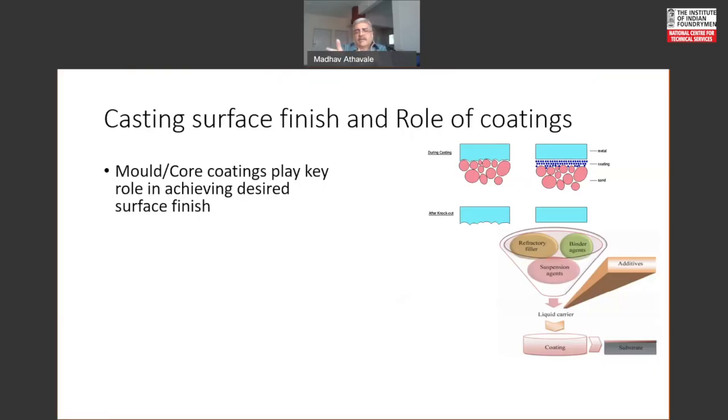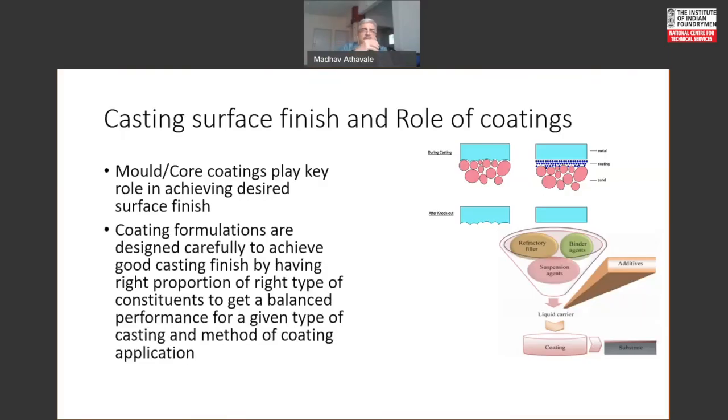And then there will be additives, which can be preservatives in case of water-based coatings, or viscosity modifiers, which will give the right kind of viscosity behavior depending on the method of application of the coating. The additives will also be wetting agents so that they will allow the coating to adhere to the surface of the mold and core. So we had a look in detail at this.